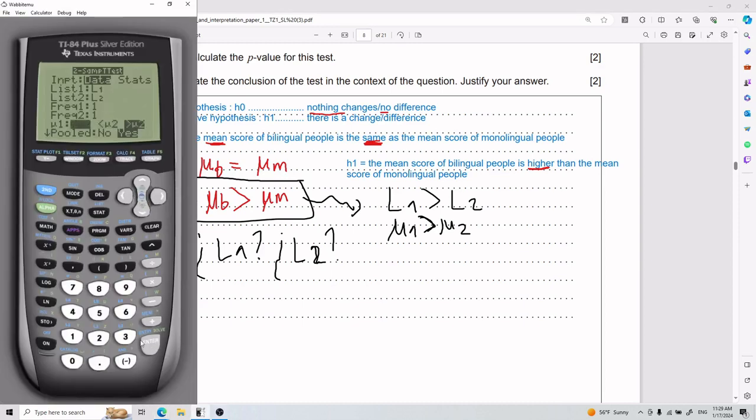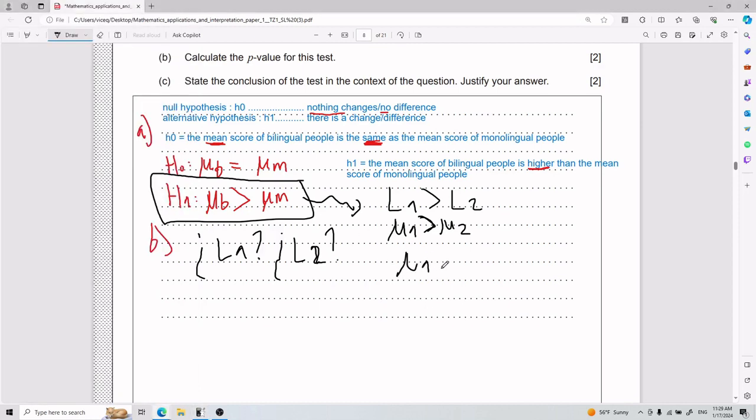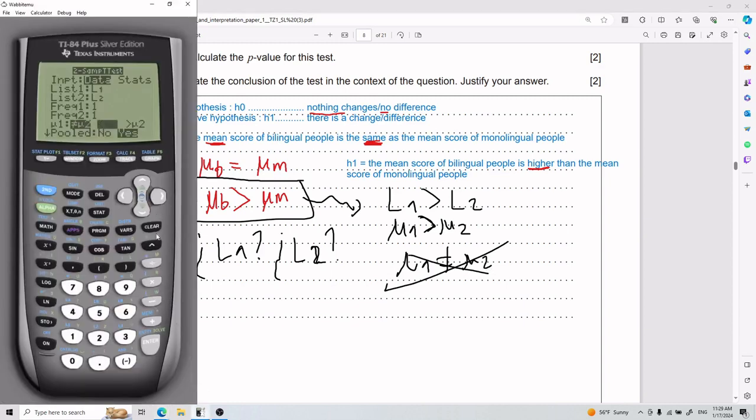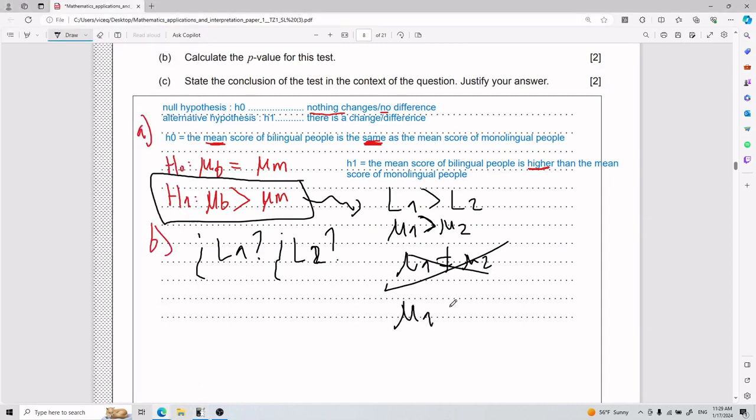See? If I press the first one, I would be saying this, which is not the case. If I press the second one, I would be saying this, which is not the case either. If I press the third one, it's literally what I want. It's this, which comes from this.